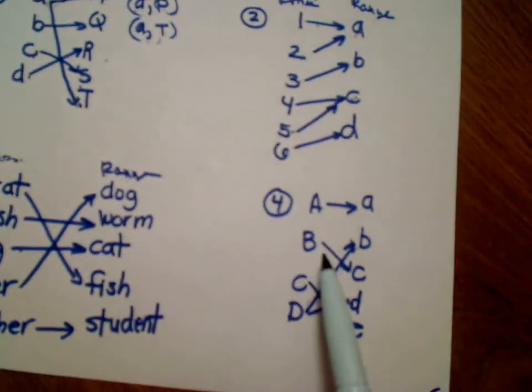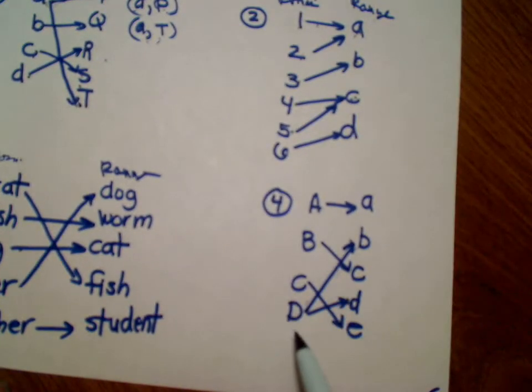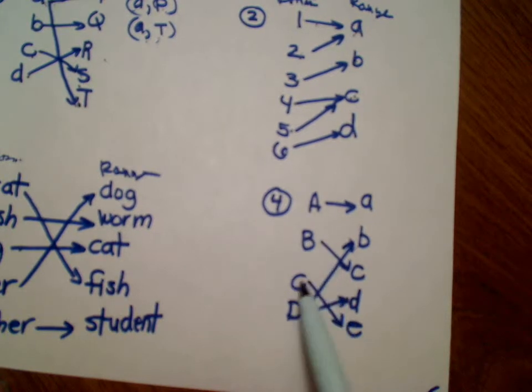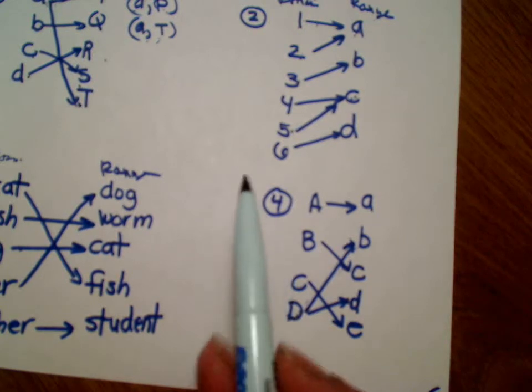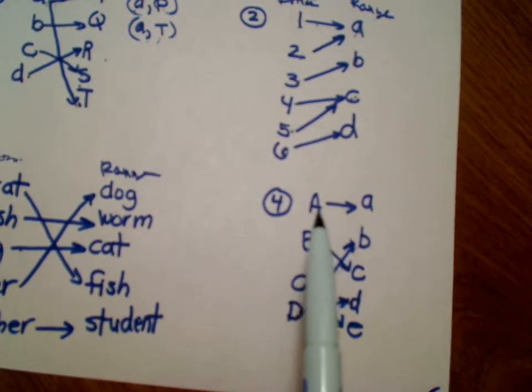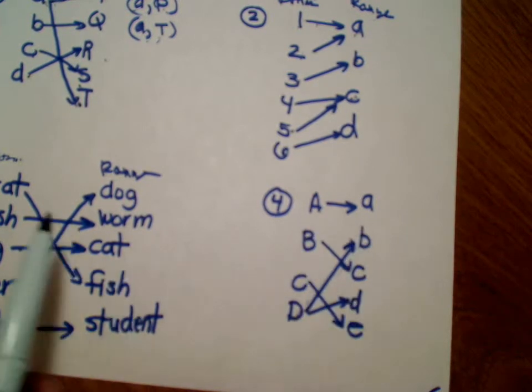But if I look at number 4, is this a function? No, it's not. Because if you look at each one of your domains, there's a repeating domain going to what? 2 different ranges. So because of this capital D going to B and to D, this is not a function. So let's recap what we just said. There cannot be any repeating domains going to ranges.